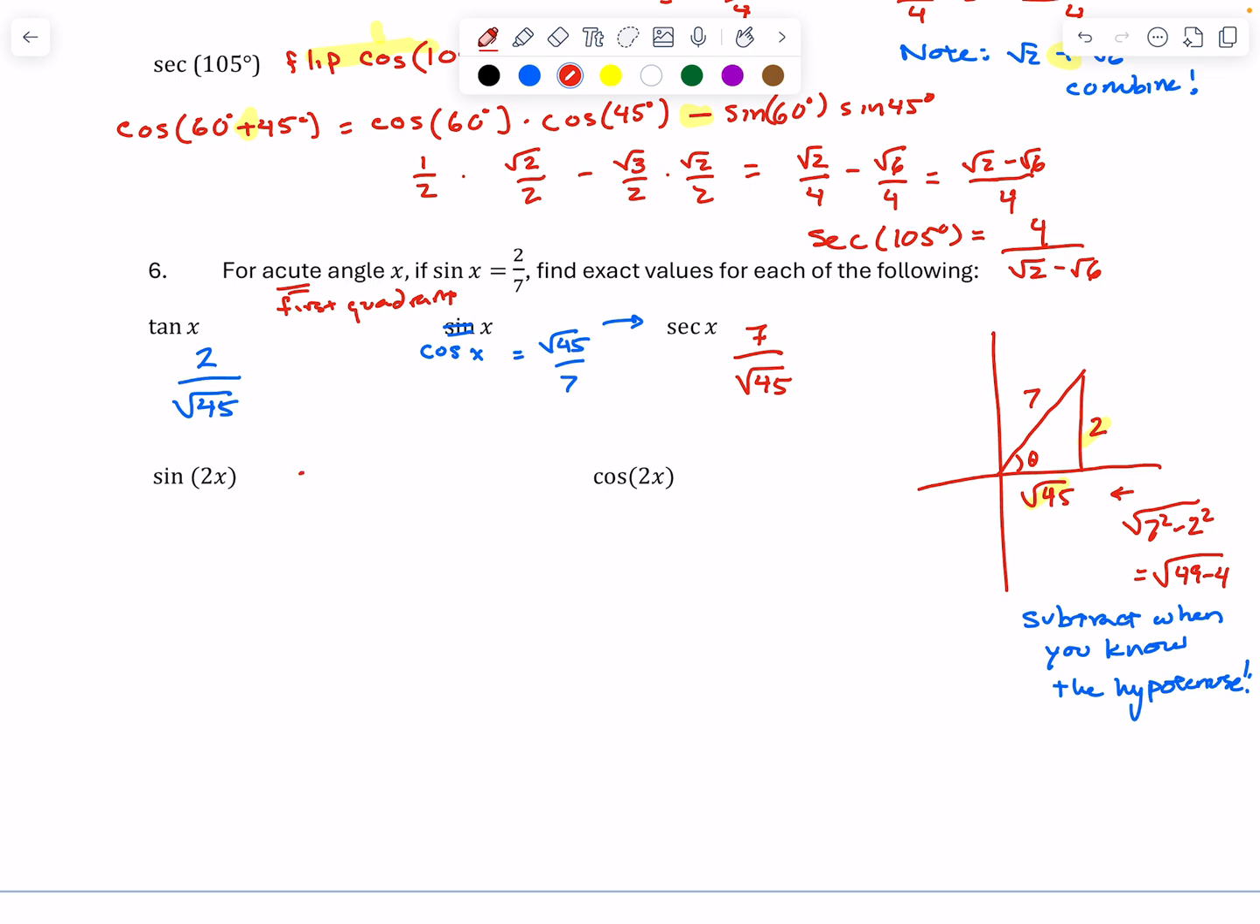It says sine 2 theta is 2 sine theta cosine theta. So sine of 2x is 2 sine x cosine x. And sine x is 2/7. A little note, some of my students are having issues with this occasionally. It's the sine of x is just the number 2/7. Cosine of x was square root of 45 over 7. Put the 2 over 1 and multiply straight across.